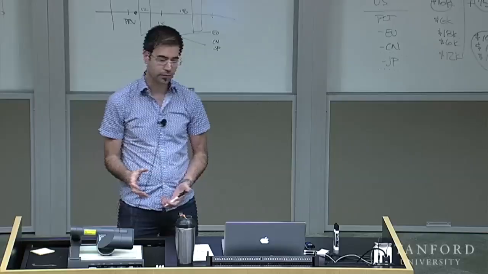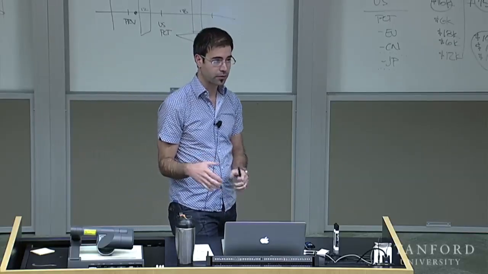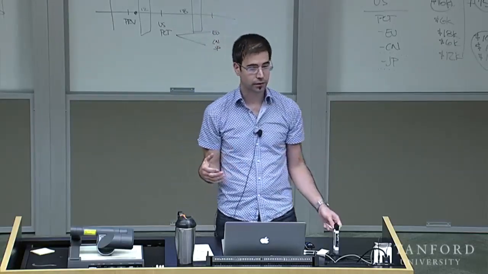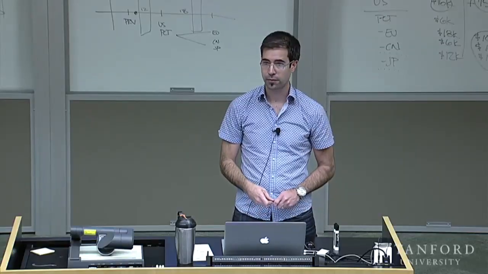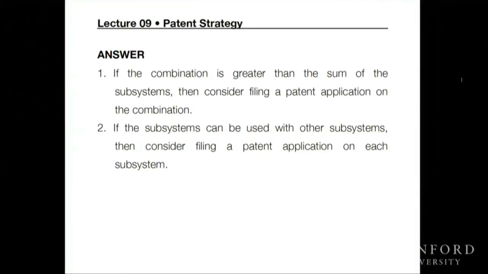If those subsystems could be used with other ones, then I'd probably go after those individually. But if there's some great synergy between those subsystems, then maybe it makes sense to go after the combination of them. Another factor here is, could they be used on their own? Could you envision one without the other? Or one with something different? If the answer is yes, then I wouldn't rush to have a filing of both of them together.